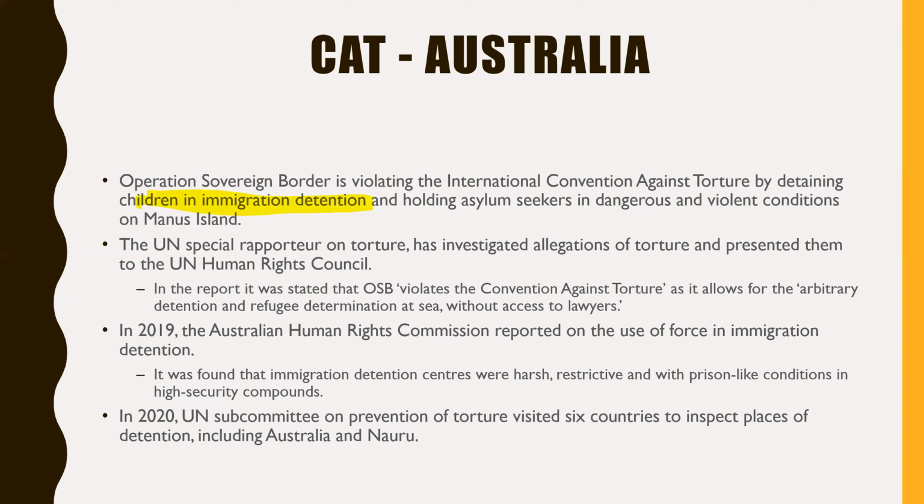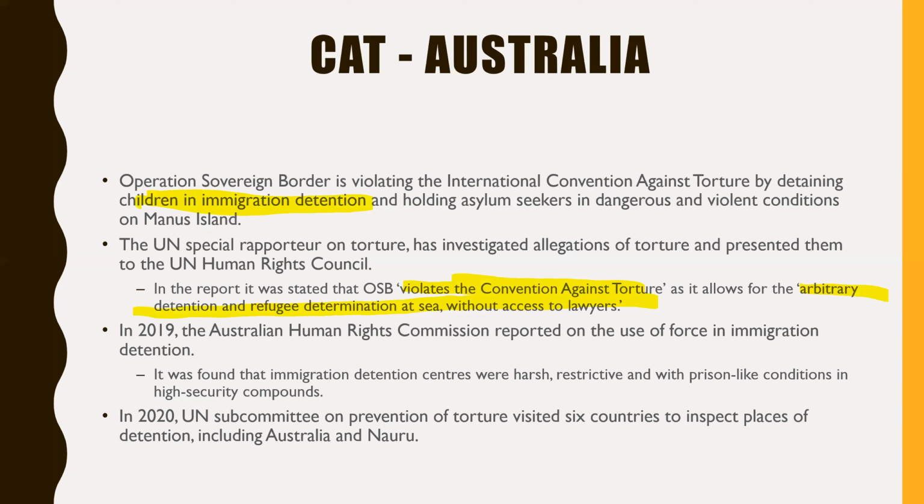So the Special Rapporteur on Torture has investigated allegations of torture presented to them in the UN Human Rights Council. In their report, it said that Operation Sovereign Borders violates the Convention Against Torture as it allows arbitrary detention and refugee determination at sea without access to lawyers. Also, in that report, it said that because of the poor conditions for children in detention, and the fact that asylum seekers are in these inhumane or degrading conditions, we are then torturing these people.